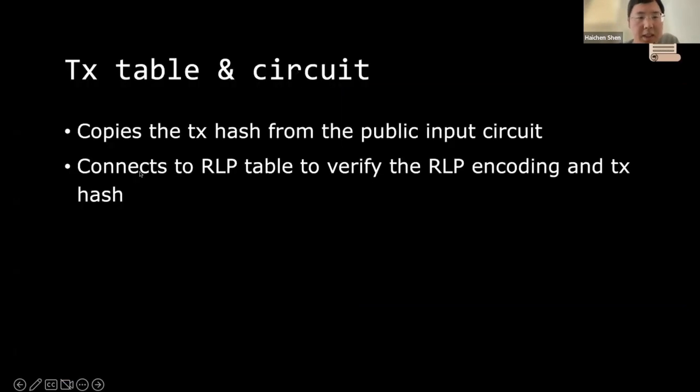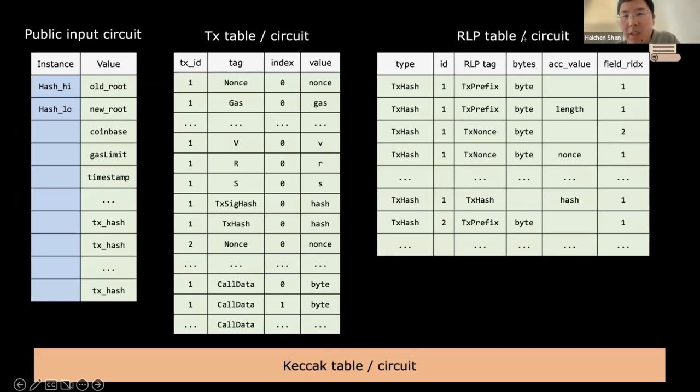So that's why the next step for the transaction circuit is you need to connect to an RLP table that's going to help you to verify the RLP encoding of the transactions and then the transaction hash. So now we have another additional table here, or table slash circuit. So you have a type, and all you can do for this RLP encoding is going to encode for the transaction hash. So first of all, you have the ID.